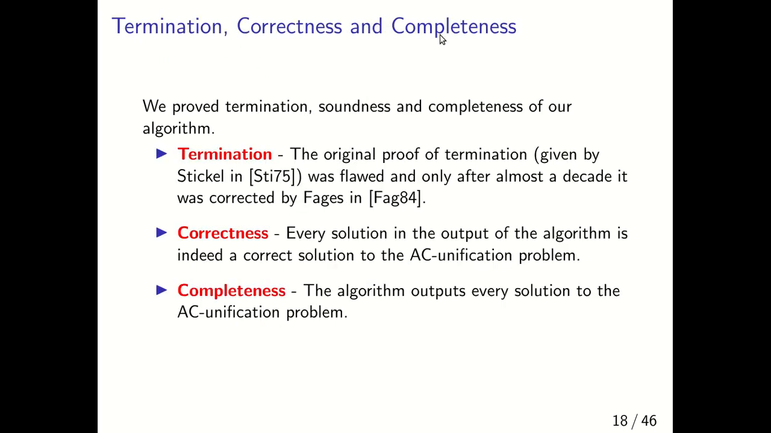What we have proved is termination, correctness, and completeness. The original proof of termination was flawed, and only after almost a decade it was corrected by Fages. Termination, I think everyone knows what this means: the algorithm does not loop forever. Correctness means that every solution in the output of the algorithm is indeed a correct solution. And completeness means that every correct solution, the algorithm can find it. So the algorithm outputs every solution to the AC unification problem.